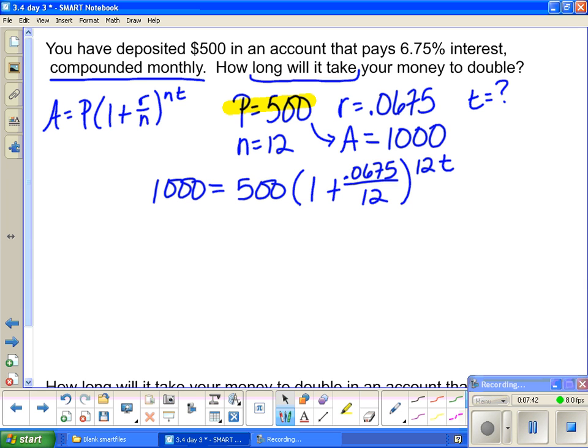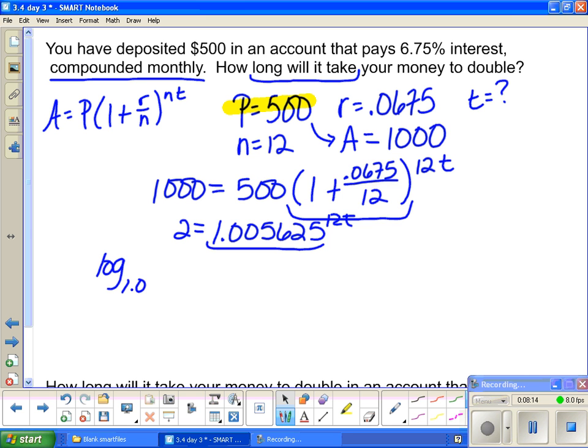Okay, so now we have to isolate the exponential base. So I'm going to divide both sides by 500 and I get 2 equals... I'm going to calculate this out and that becomes 1.005625 to the 12t. Take the log of this with this base on both sides because I need to get rid of that. So I'm going to use log base 1.005625 of 2. Same log on both sides.